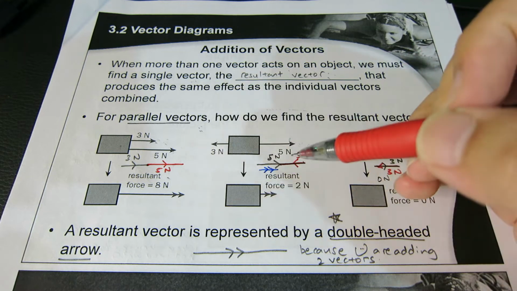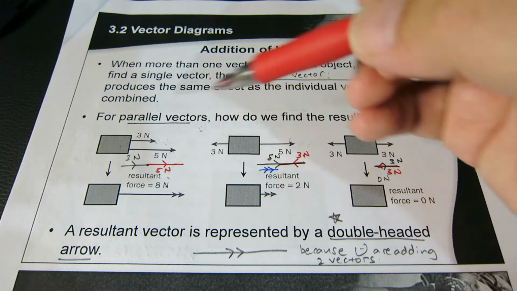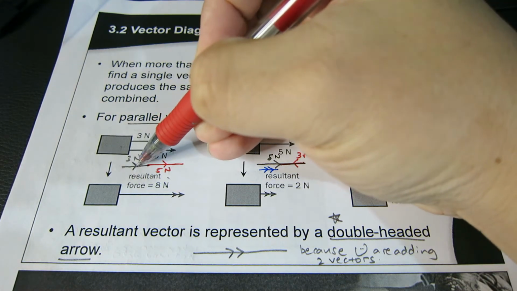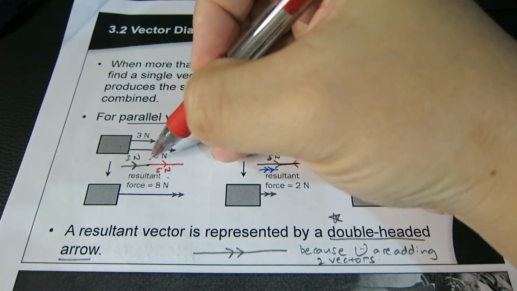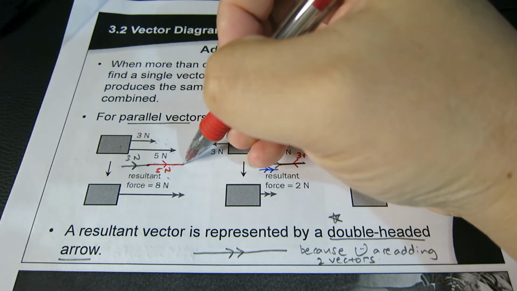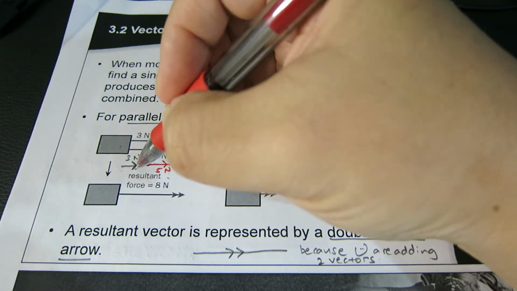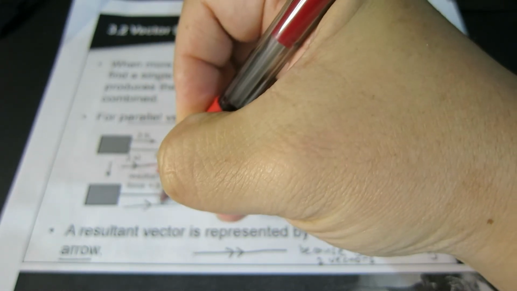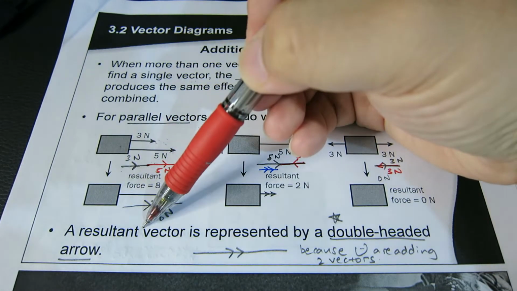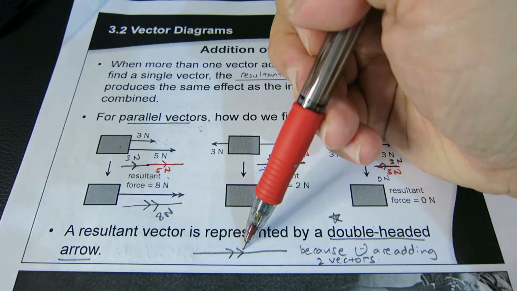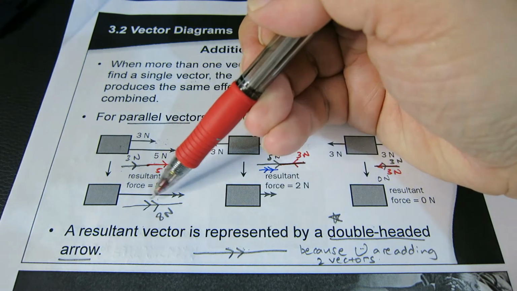So how to represent this in a graphical way for vectors is I draw 3 Newtons acting towards the right, and then I draw another 5 Newtons, the line in red here, towards the right, which then gives me a combined effect of 8 Newtons drawn in this way. Now, the resultant vector is usually represented by a double-headed arrow. Because you add two vectors together, you draw two arrowheads.